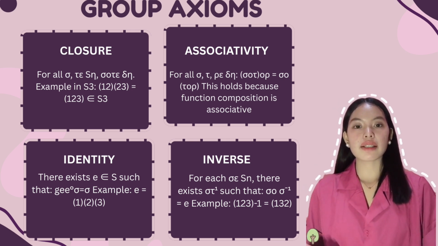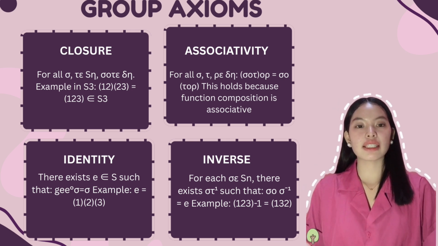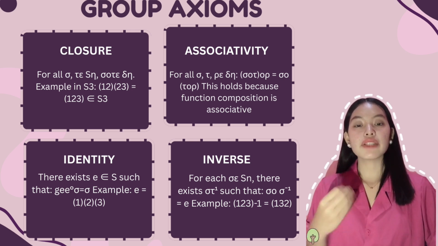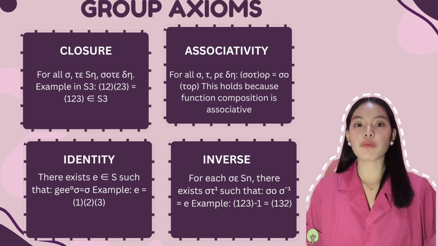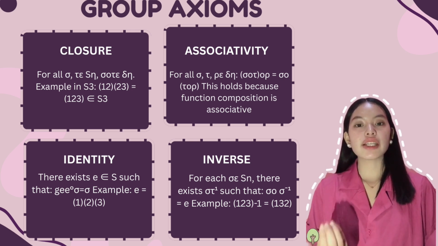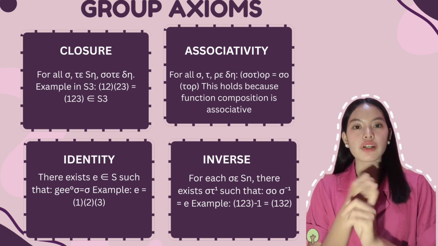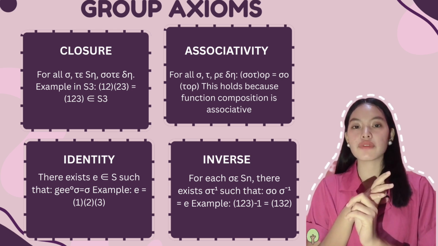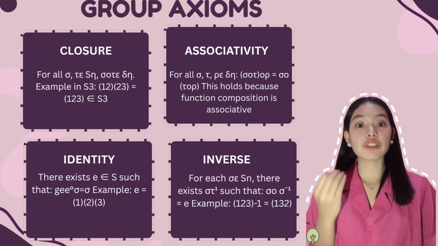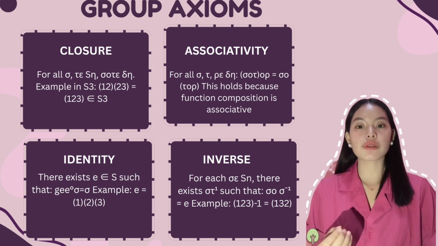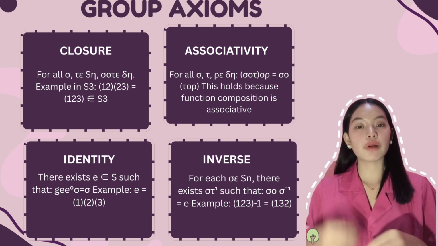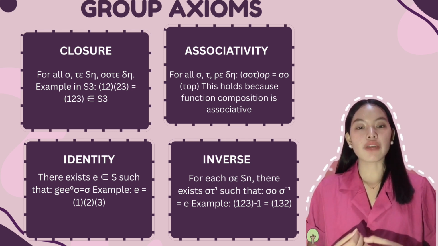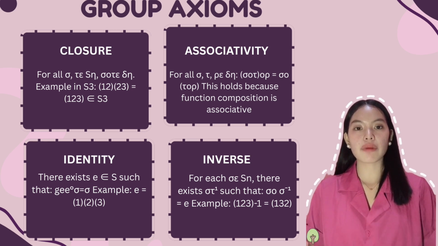Since S sub n satisfies closure, associativity, identity, and inverse, it follows that S sub n is a group under composition. So by checking all 4 properties, we confirm that symmetric groups are indeed groups. This is why they are called permutation groups, which form a formal structure in abstract algebra.